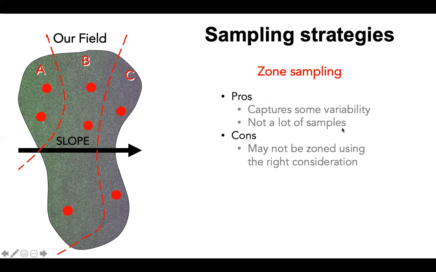We only have 7 samples, for example, here. But the downside is that we are humans, we're imperfect, and we can't see everything. We can't know everything. So we might be actually choosing zones that don't capture the biggest effect on the thing that we're interested in. So say like plant growth, right?